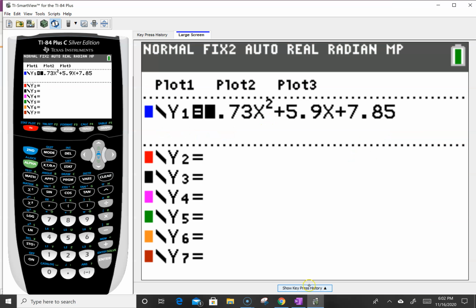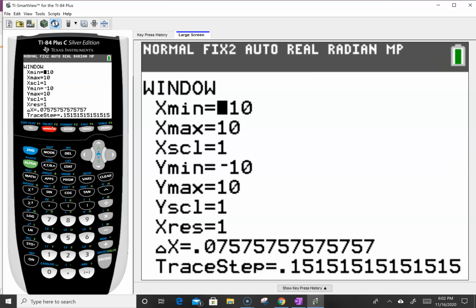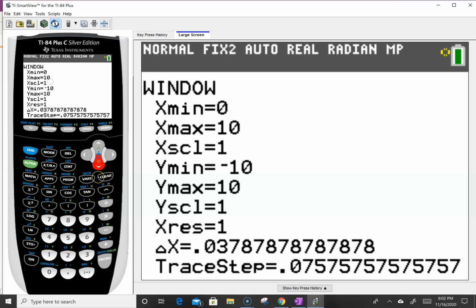So I'm going to try changing my window. I don't really need any negative x values. Whoops, I did the wrong one. So I'm going to change that to 0. My x maximum, I'm going to keep the same because it went up to 6, so 10 is totally reasonable. Counting by 1 is totally reasonable.